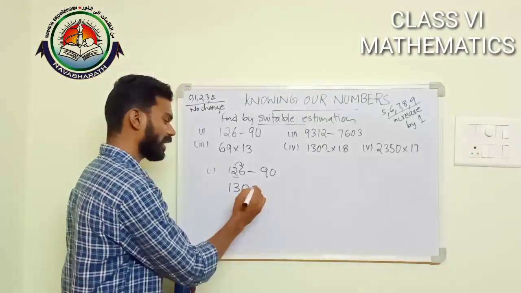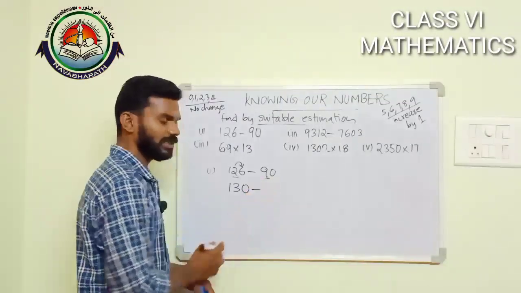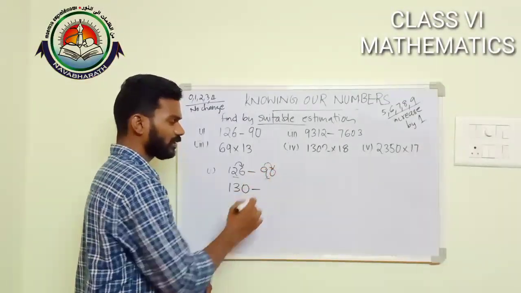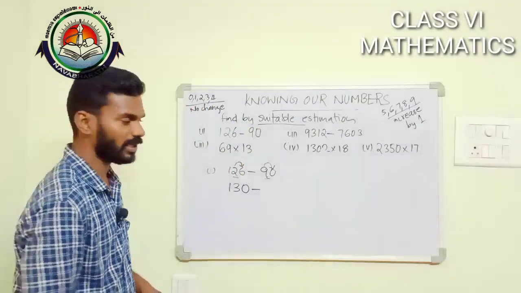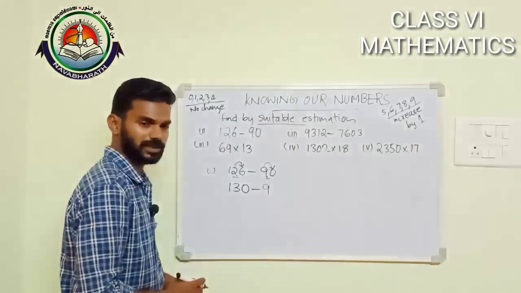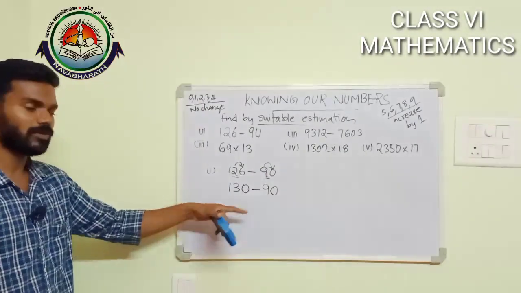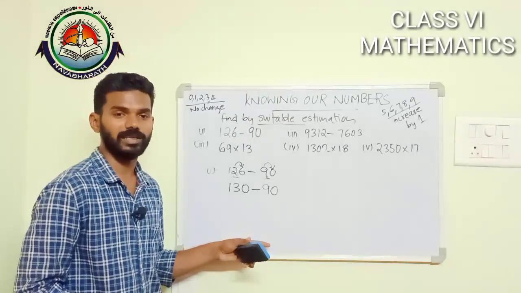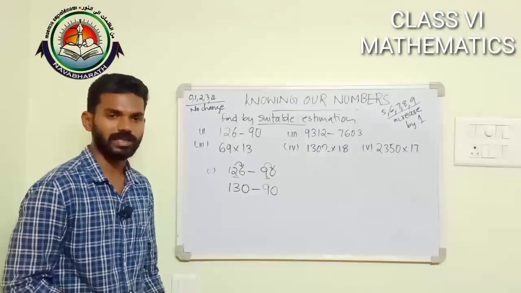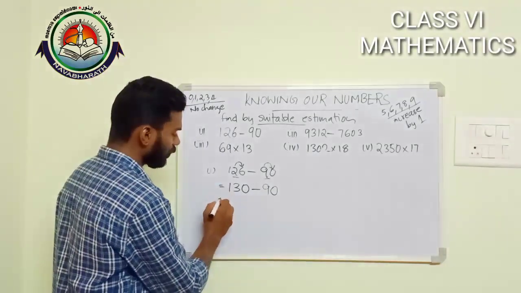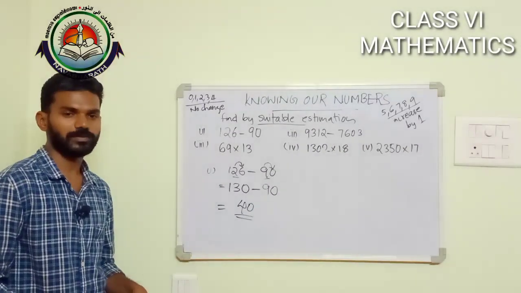Then there is subtraction, and here it is 90. 9 is the digit here, and the next one is 0. 0 belongs to this group, so there is no change needed. So 9 is written as 9 itself. Remaining digits must be 0. So the answer would be 130 minus 90. By suitable estimation, this is 130 minus 90. What would be the answer? It would be 40. 40 would be the answer.